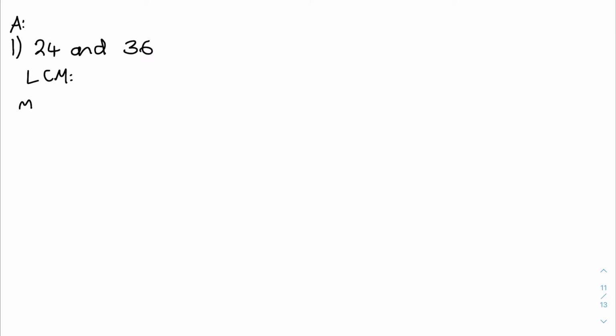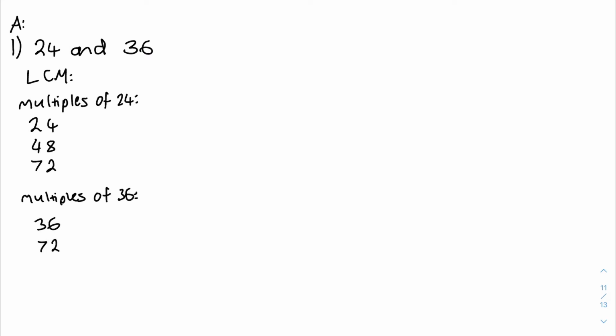Okay, so we want to work out the multiples of 24 first of all. So multiples of 24, we have 24, 48, 72. And while we're doing this, we always want to be thinking of the multiples of the other number. So for example, 36, because we know already that the next multiple of 36 is going to be 72. Multiples of 36, we have 36 and then 72. So that is our lowest common multiple sorted. Okay? And now let's look at our highest common factor.